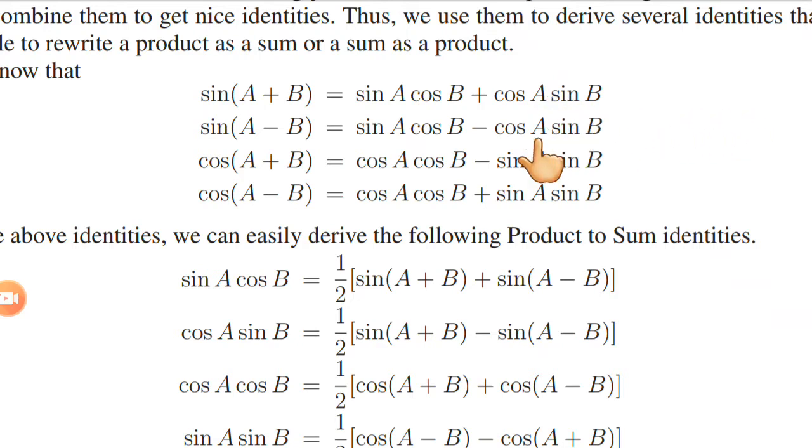By adding these two, we get sin a cos b is equal to half of sin of a plus b plus sin of a minus b. When we subtract these two, we get cos a sin b is equal to half of sin of a plus b minus sin of a minus b.